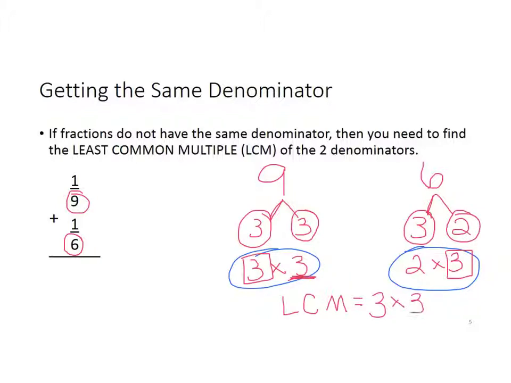So we're going to grab that other 3, and we're going to grab this other 2. Now they've all been chosen, and then we multiply 3 times 3 is 9, 9 times 2 is 18. 18 is our least common multiple. Please stop the video at this point to give you a chance to write all these notes down before you go on to the next slide.